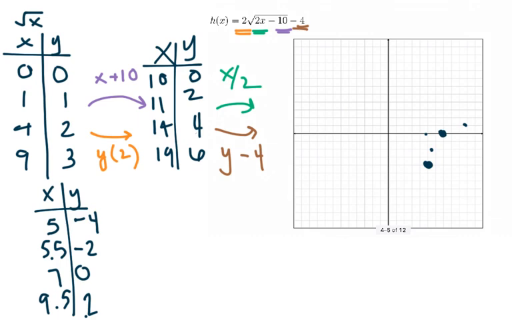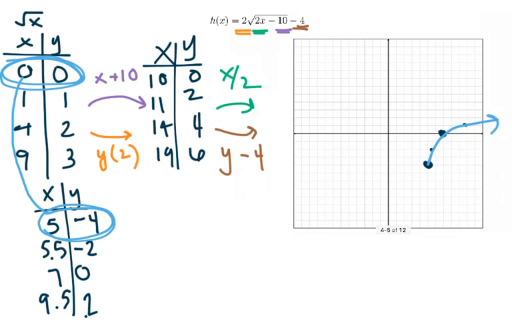Okay, so now, when we're connecting it, think about, again, as we have been, that this point was our starting point, right? The parent function looks like that, roughly. 0, 0 is the starting point. Well, now the starting point is 5, negative 4. So I know that I start at 5, negative 4, and that's how I connect my points on my graph. And the graphing part is done. Now I just have to do domain and range.